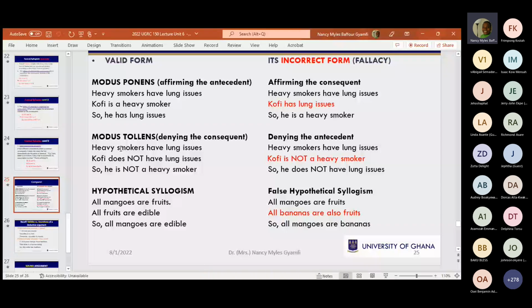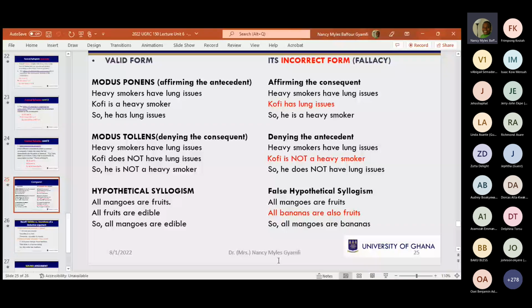Now, what about if I said heavy smokers have lung issues, and all who have lung issues, I'm sorry, do not survive, then what will I be saying as conclusion? Heavy smokers do not survive. That's hypothetical. Well, yes, that's correct. So if you got that, that will quickly do.